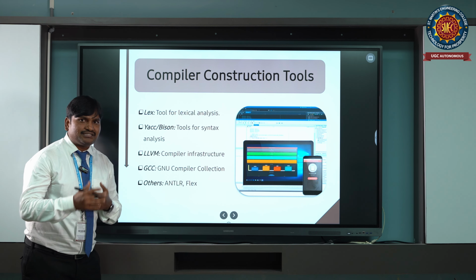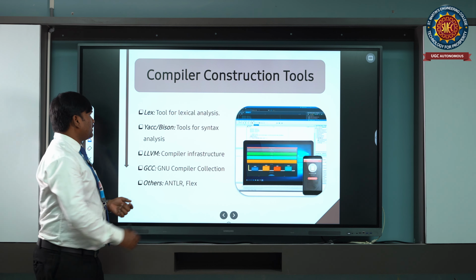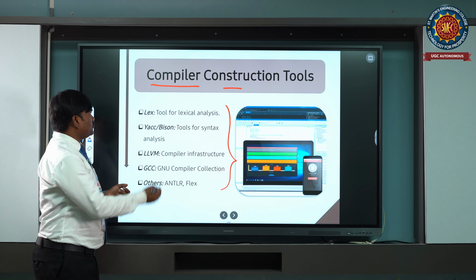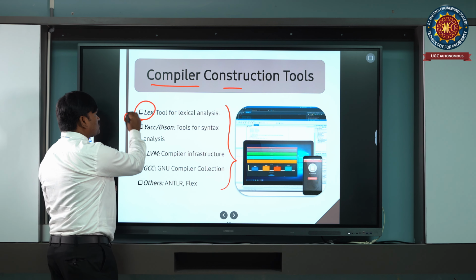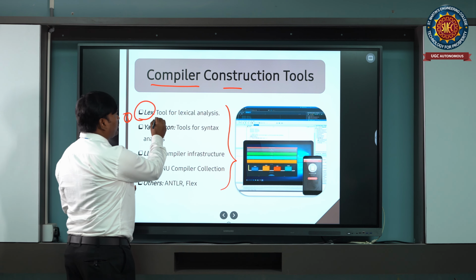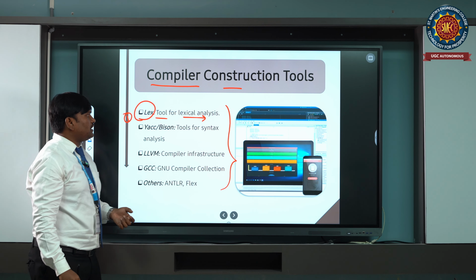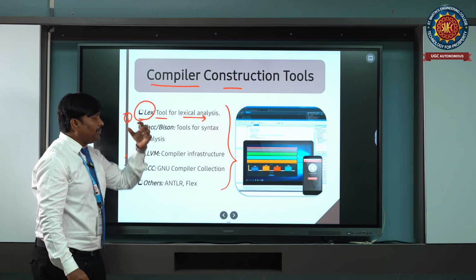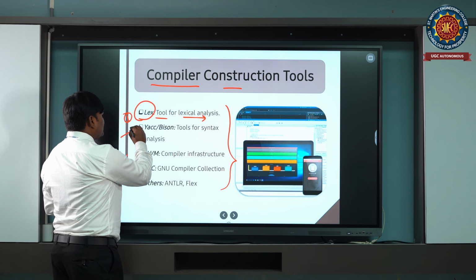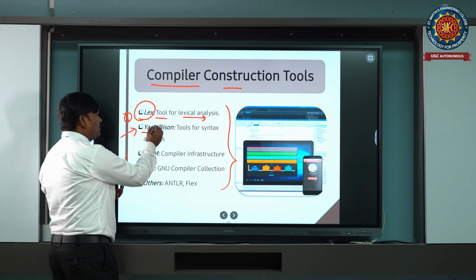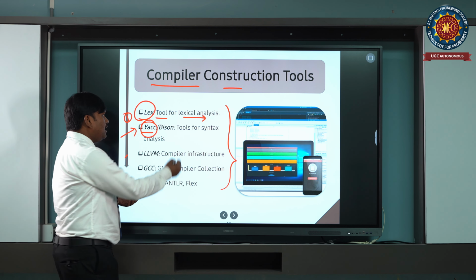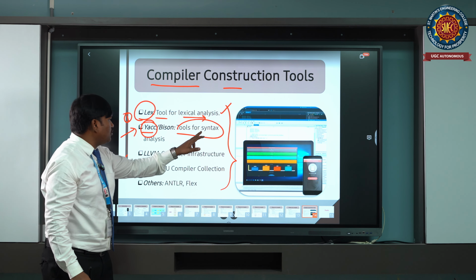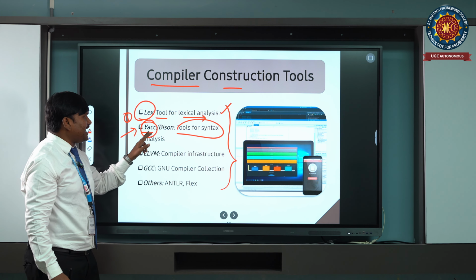Now what are the various compiler construction tools we can use nowadays? You can see the Lex tool is one of the best. This tool is for the lexical analysis, the first phase, as we already know. In the lexical analysis we have to use the Lex tool. That is one compiler construction tool. The second one is YACC or Bison, tools for the syntax analysis. In the lexical analysis we use the Lex tool, and when you go for the syntax analysis we can use the YACC tool or the Bison tool.